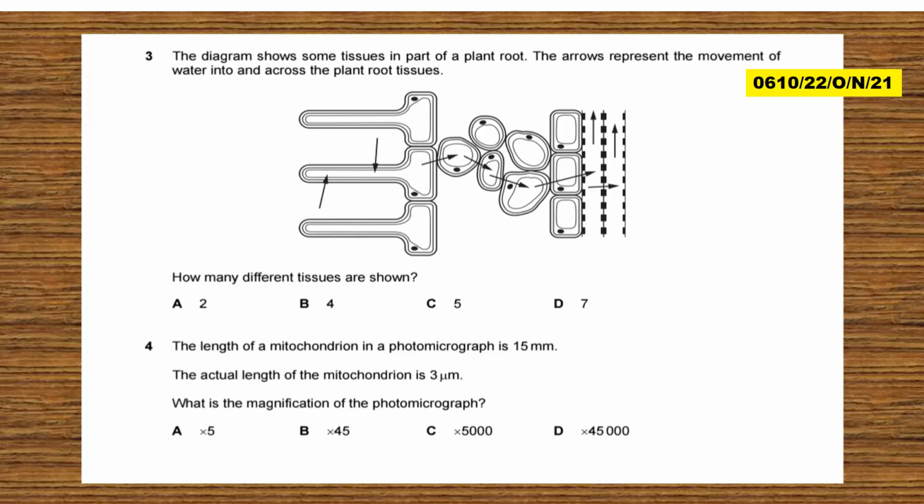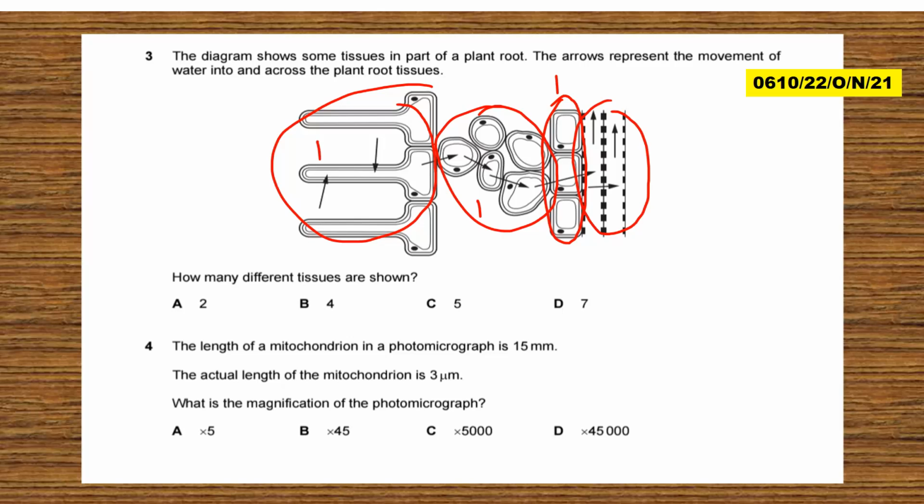Now, a tissue is made up of cells. So these cells are root hair cells, one tissue. These cells in the middle here, a group of cells, another tissue. These cells that are moving like this, another tissue. Then we have where the water is now moving, which is the xylem, another tissue. So here the answer is B, so 4 tissues.